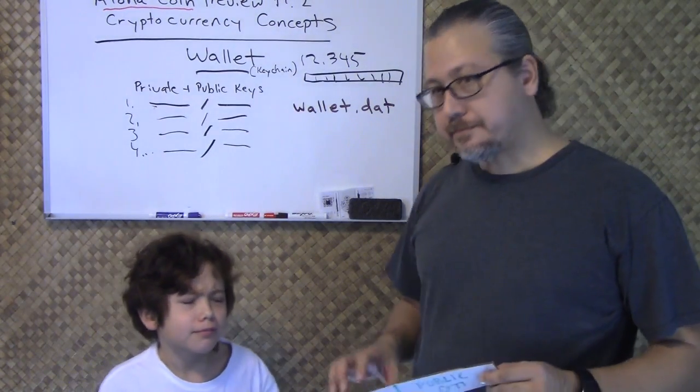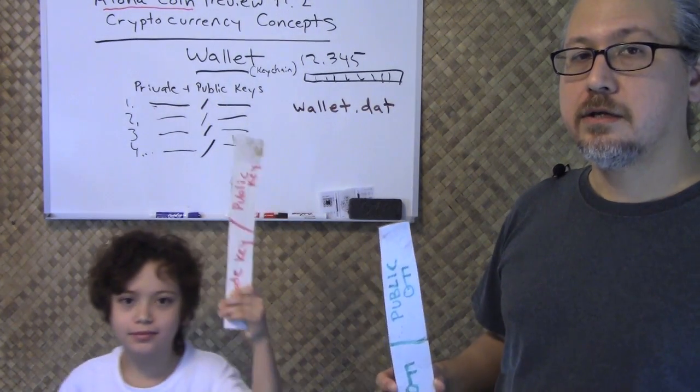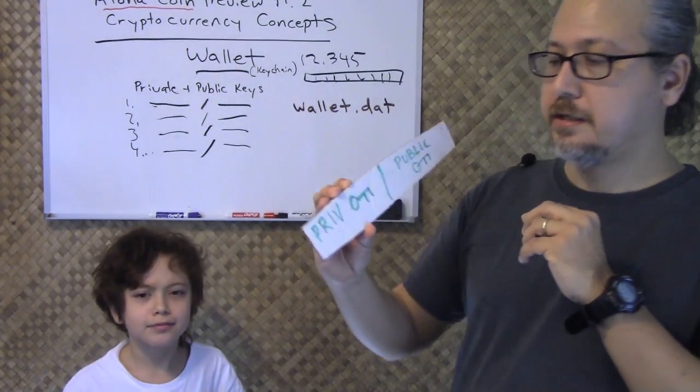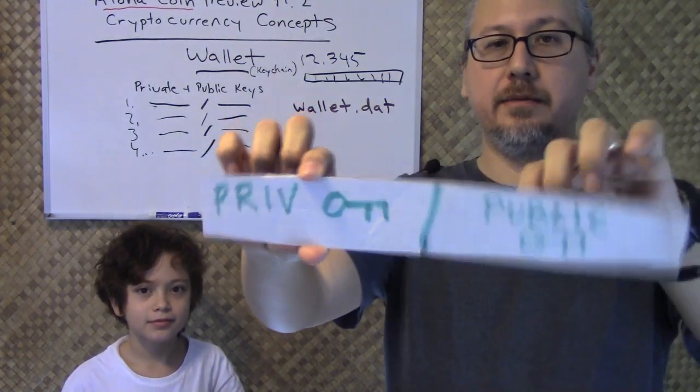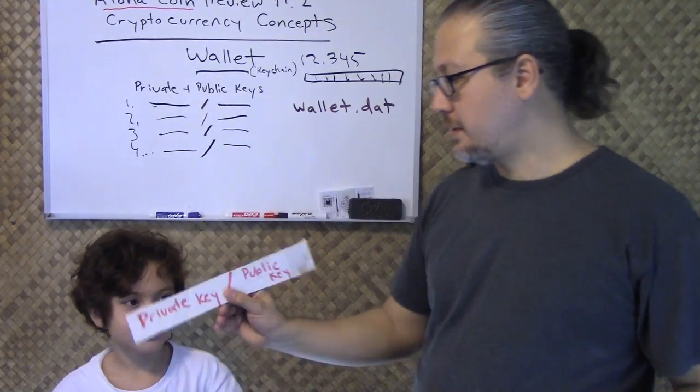Okay, so we're going to use Aloha Coin, and we both have wallets, okay, with a public key. So basically, it has a private key and a public key. And he has one too. It's upside down, but it doesn't matter.